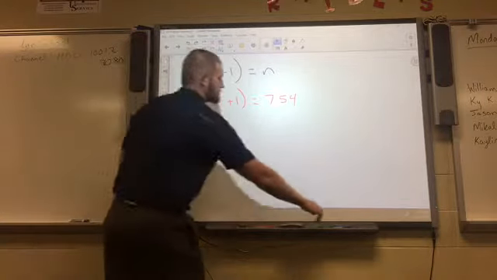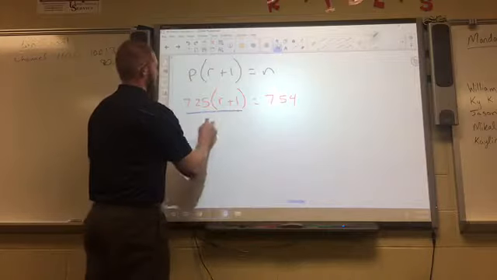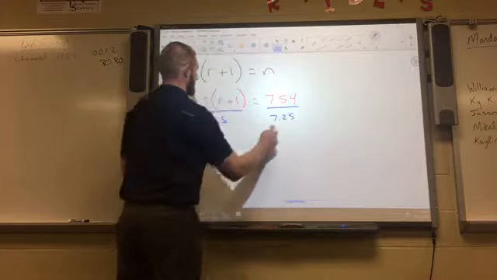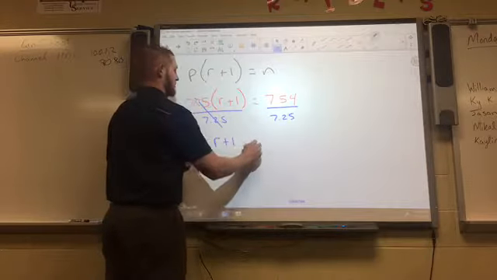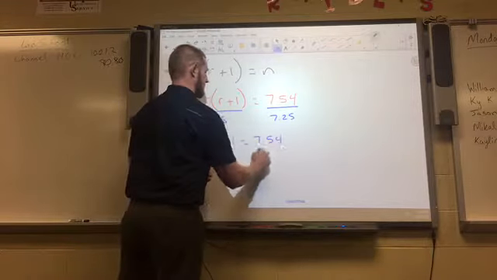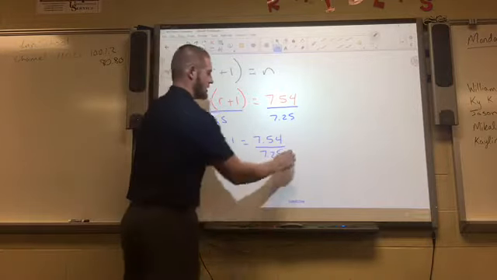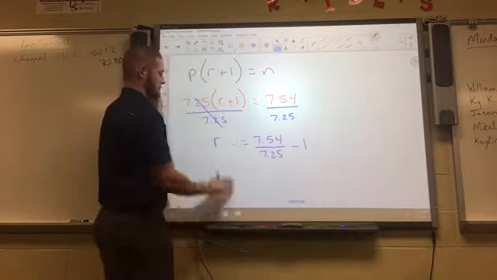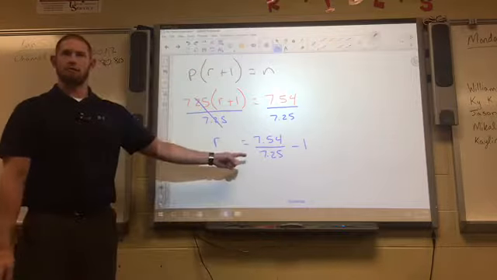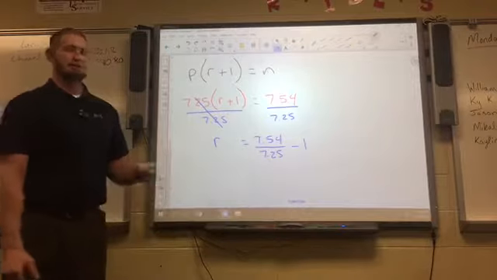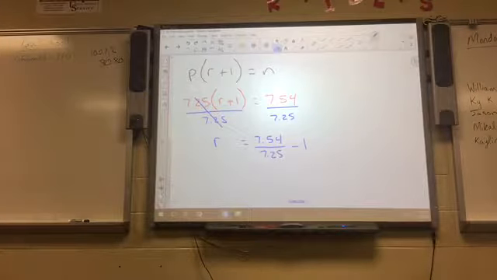So let's go ahead and show this real quick. Divide by 7.25. Divide by 7.25. So now I have R plus 1 equals 7.54 over 7.25. I would subtract my 1. Isn't that the exact same thing you just typed in your calculator? Yeah.